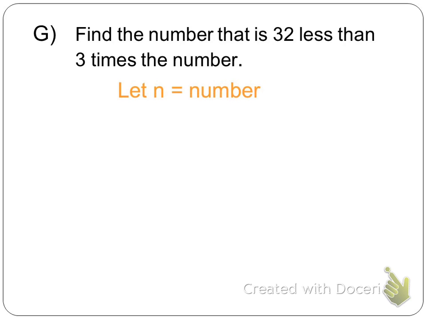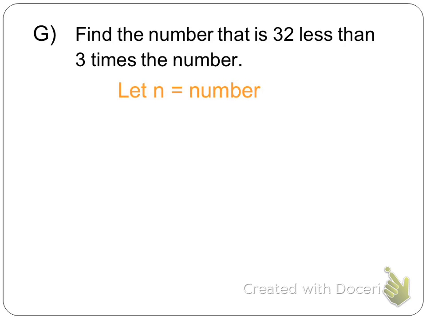Find the number that is 32 less than 3 times the number. Does anyone have a different one? I don't think I fully agree. Yes. N equals 3x minus 8. Does anyone have a different one?